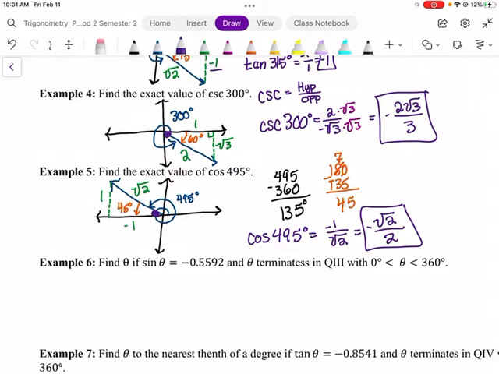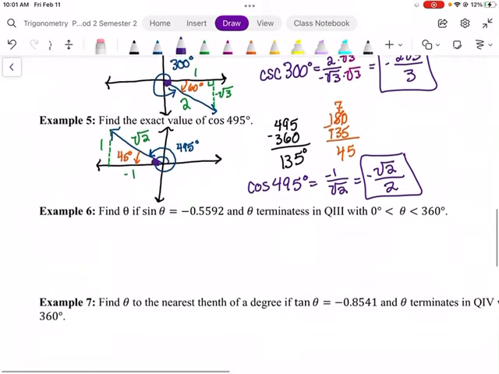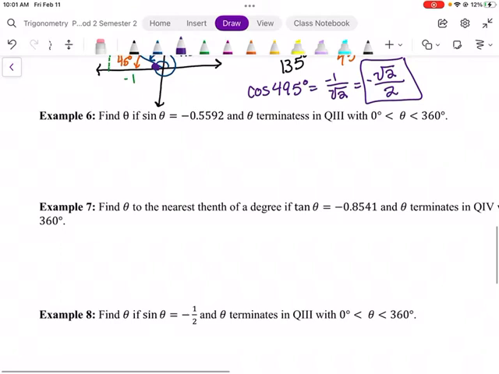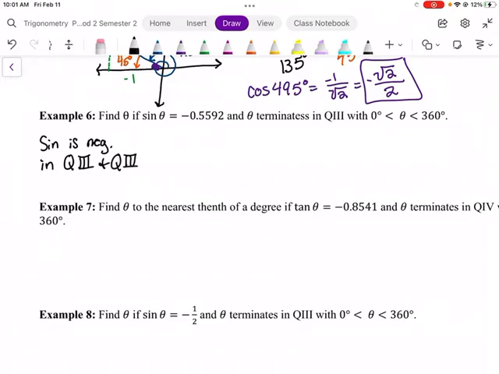All right. So for the next part on this, you are going to need a calculator. So for example 6, we are going to find the angle theta if sine equals negative 0.5592. So we know sine is negative in quadrant 3 and quadrant 4. So we are just going to remember that.